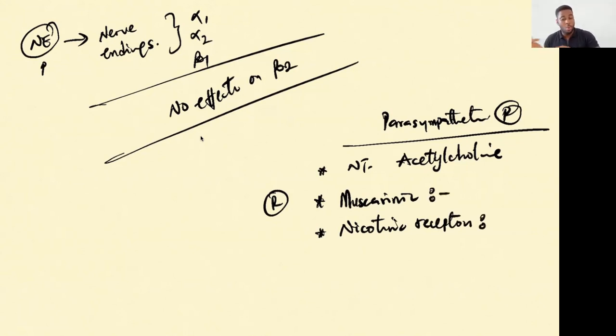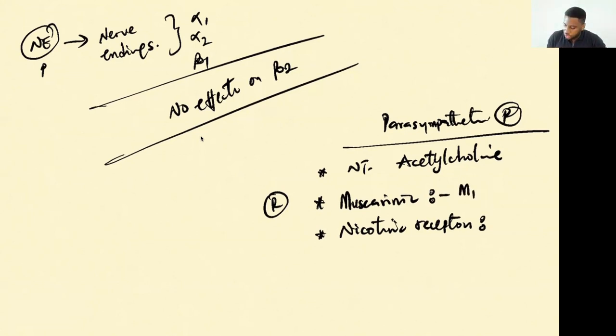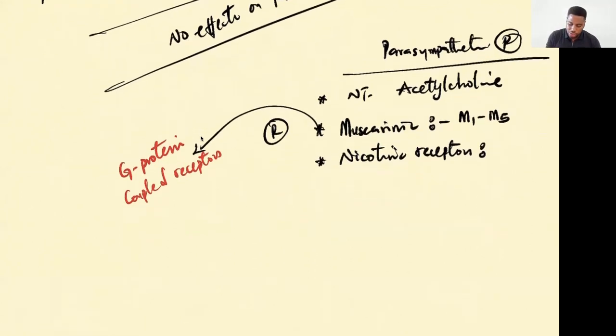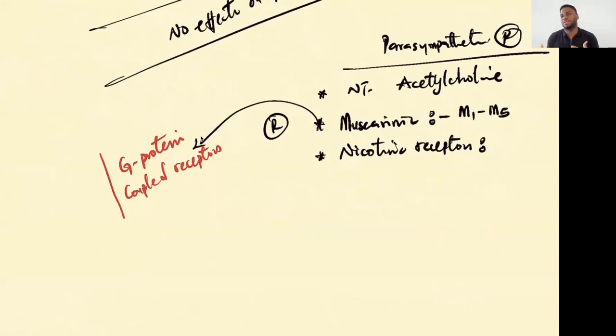Muscarinic receptors are M receptors. You'd have heard of M1, M2, M3, up to M5. So we have M1 to M5 receptors that are muscarinic receptors. What you want to know about these muscarinic receptors is that they are G protein coupled receptors. You want to remember that these are the receptors that do all the parasympathetic effects in the body.